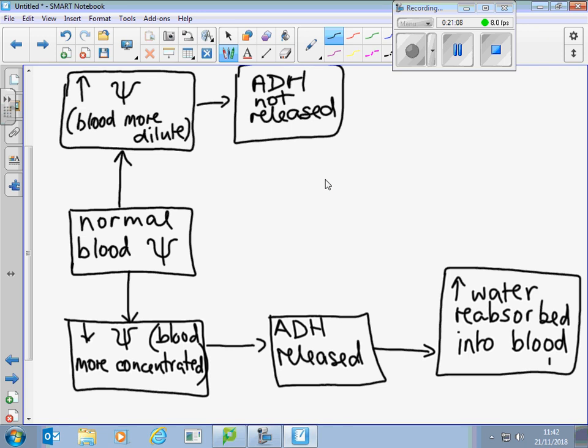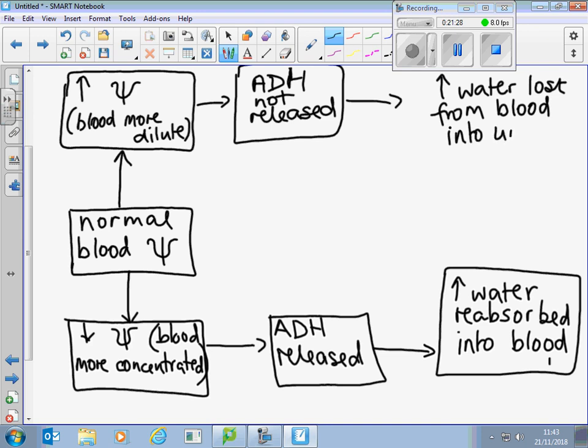If we haven't got ADH, we've got our normal diuretic effect. So we actually get increased water lost from blood into urine. So you get larger amounts of dilute urine. But we will talk about the actual processes involved there and the role of aquaporins when we get round to the kidney. This is an introduction to what ADH is doing, and we'll come to the actual mechanism. And it is an important bit because it will actually be part of the exam.